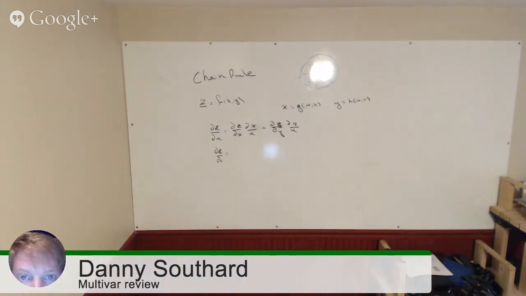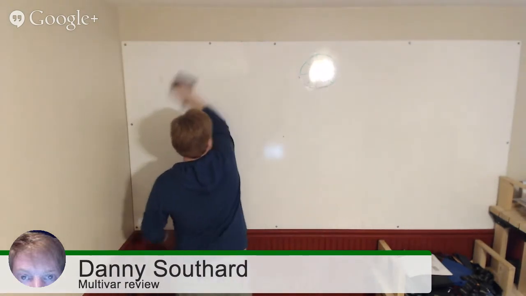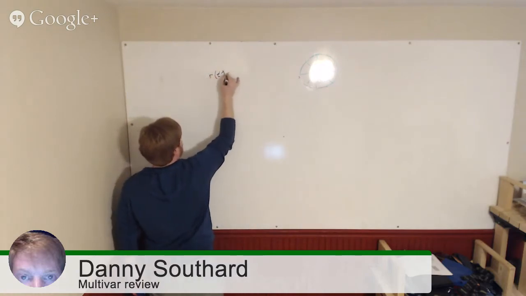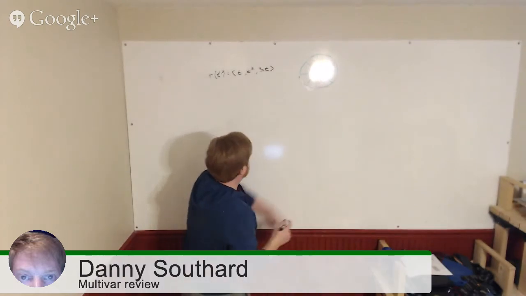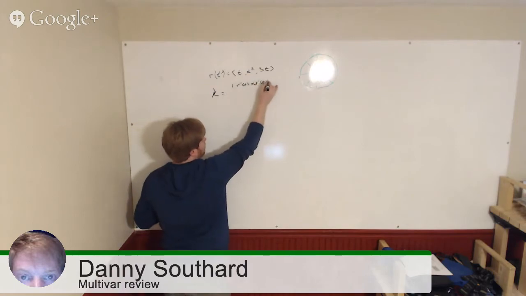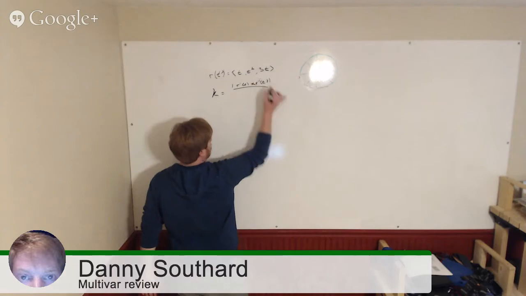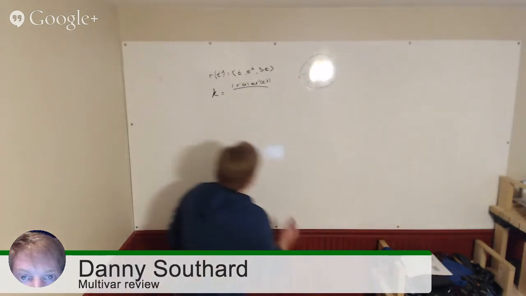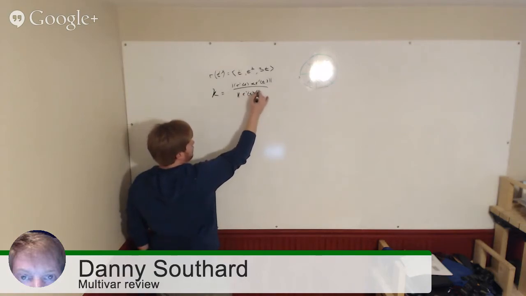For the problem, number 4, t, t squared, 3t. I think this cat is blind. T, t squared, 3t. I'm just going to say that the curvature is the magnitude of R prime cross R double prime over the magnitude of R prime cubed.